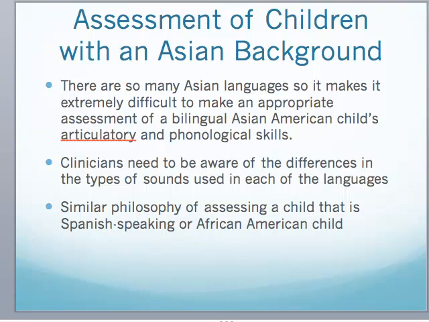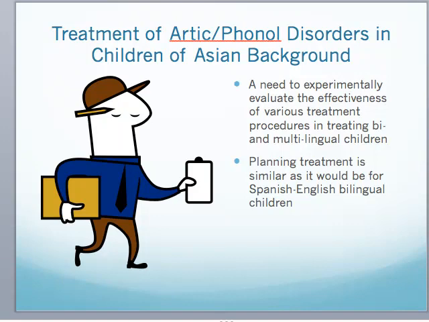For the treatment of articulatory and phonological disorders in children of Asian backgrounds, there's a need to experimentally evaluate the effectiveness of various treatment procedures in treating bilingual and multilingual, meaning many languages, children. We also need to consider planning treatment that would be similar to what it would be for Spanish-English bilingual children.